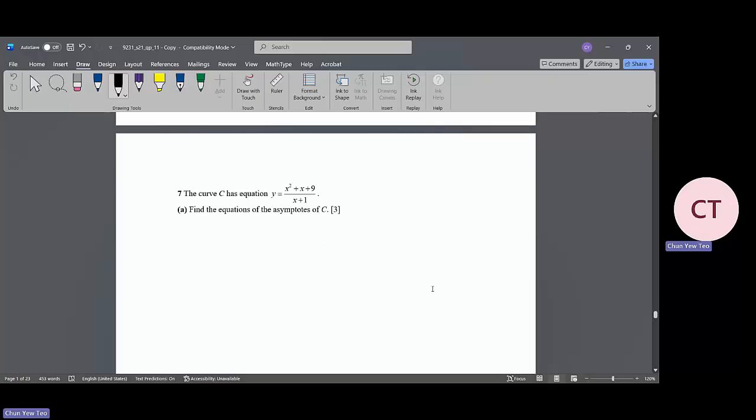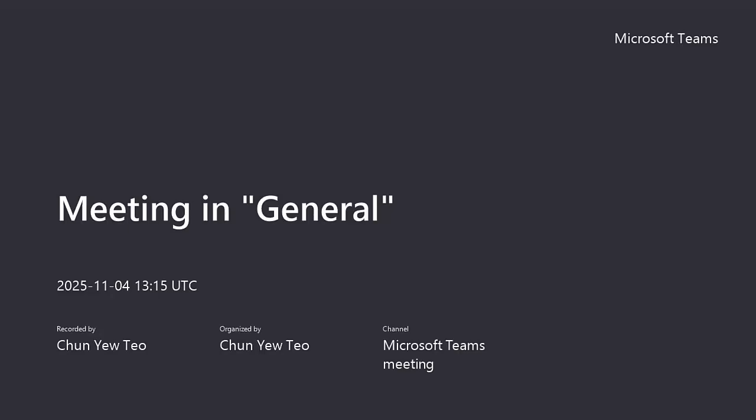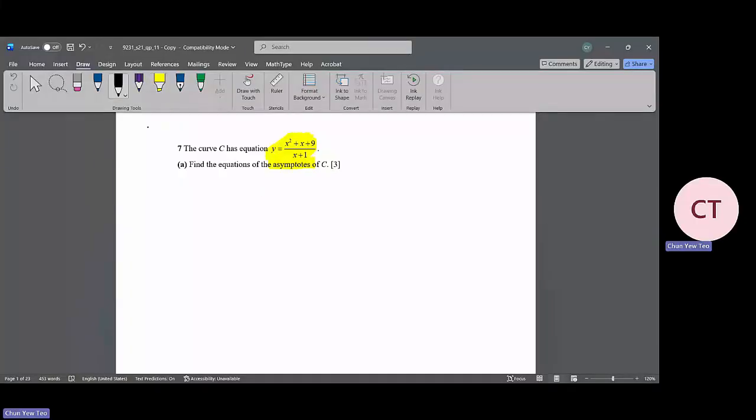Now we move on. We have 7C. We have question number 7, part C, equations of the asymptotes of C. So what we need to do is we start from the vertical asymptote. We let the denominator equal to 0. Then you get x equal to negative 1. Okay, then after that we want to find the oblique asymptote. So we know it will have an oblique asymptote because this is an x squared, this is an x, so it will have an oblique asymptote.